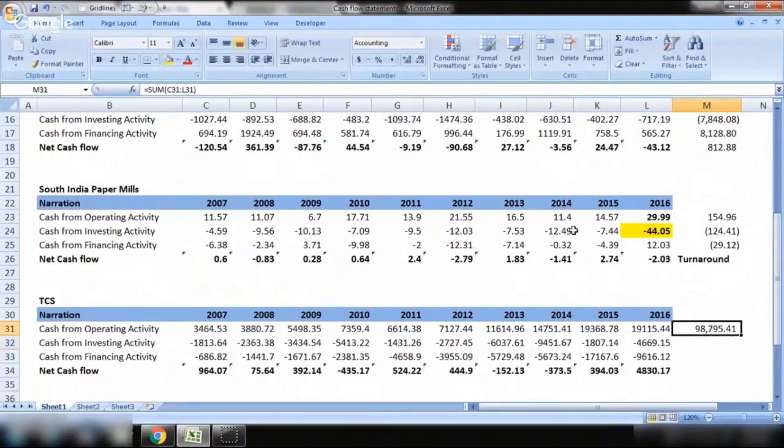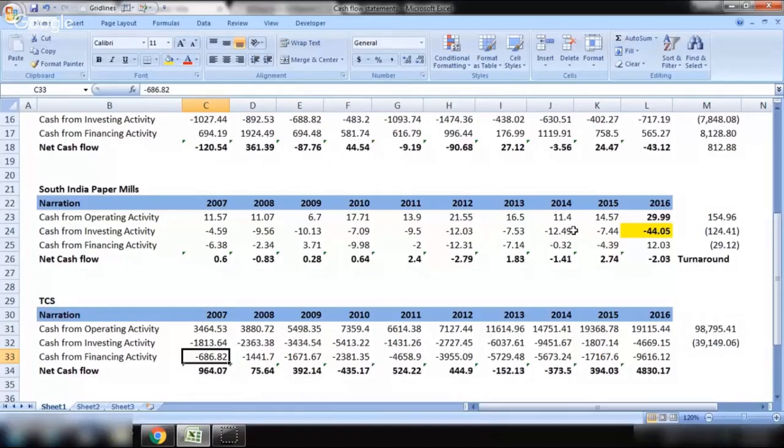So how much have they invested overall? They've invested close to about 40,000 crores in their own business. Now, out of the 1 lakh crore that they've generated, 40,000 crores has been invested. Now, what happened to the balance money, which is roughly 60,000 crores, right? So we'll investigate that. Now, let us look at cash flow from financing activity.